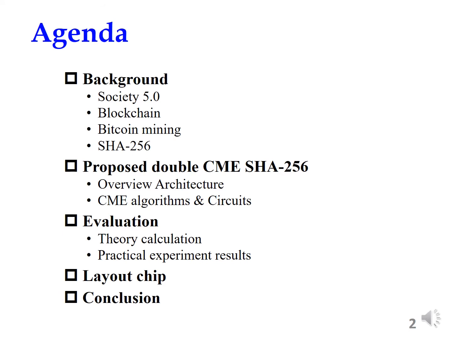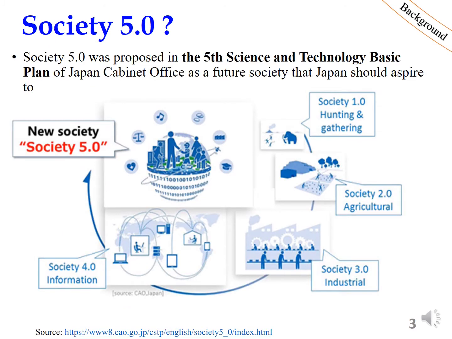In the proposed work, we show the overview of our proposed architecture, Double CME SHA-256, and then we go into detail about the CME algorithms and circuits. In the results, we evaluate circuit area and power consumption in both theoretical calculation and practical experiment. Firstly, let's go to the background, Society 5.0.